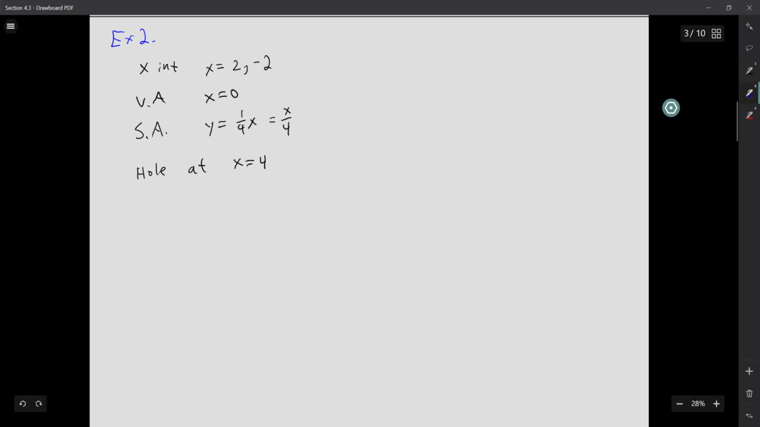So that's one of the places where worrying about the domain can come in. Domain is minus infinity to 0, 0 to 4, and 4 to infinity.